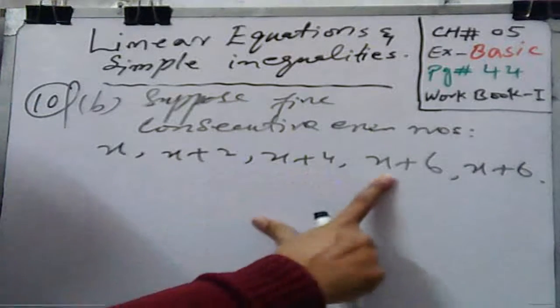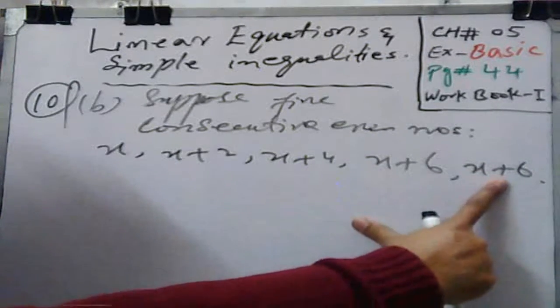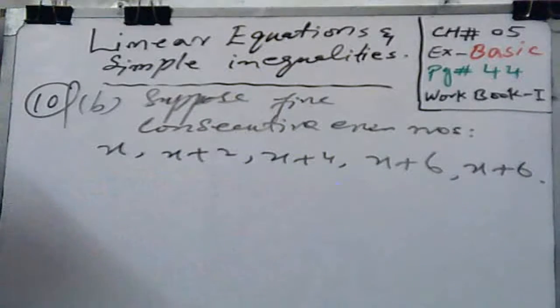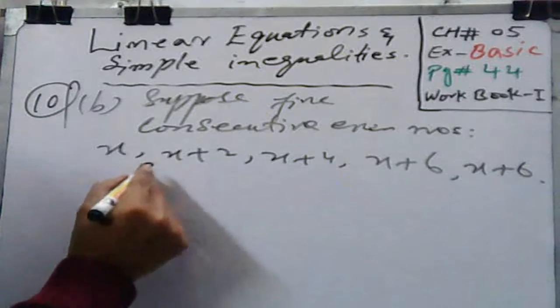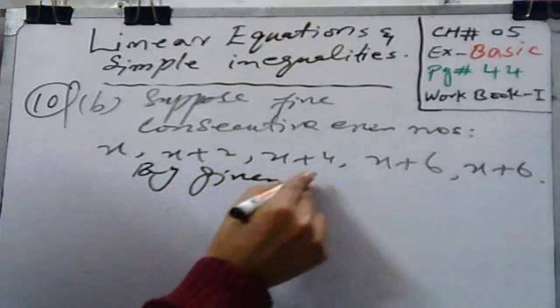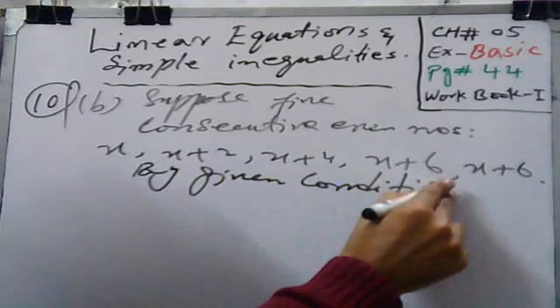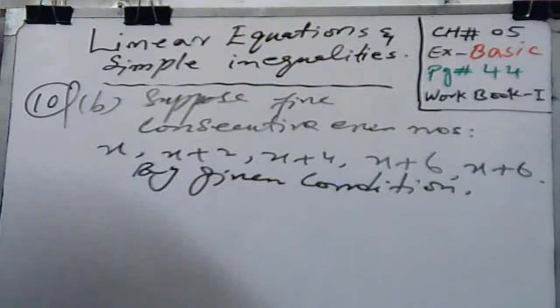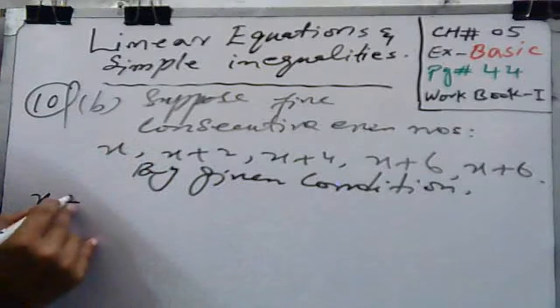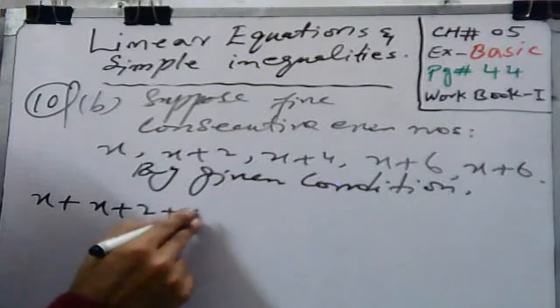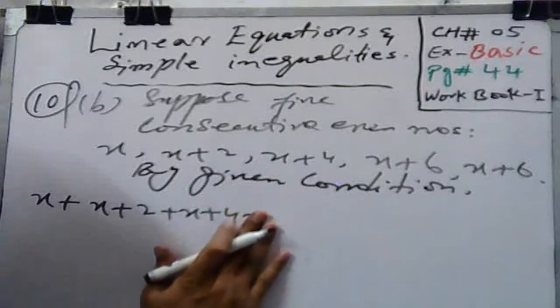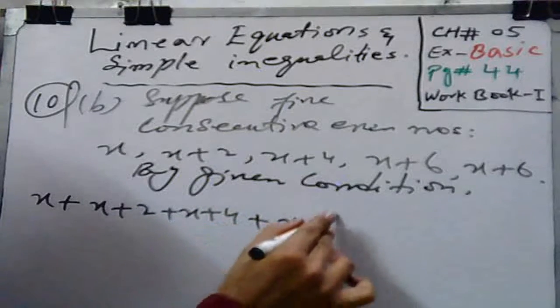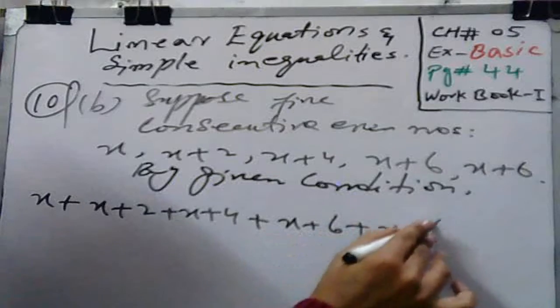Now by the given conditions, we have been told that the sum of these 5 consecutive even numbers is equal to 220. Sum means you have to add x plus x plus 2 plus x plus 4, then x plus 6 and x plus 8, is equal to 220. So that is your 220.